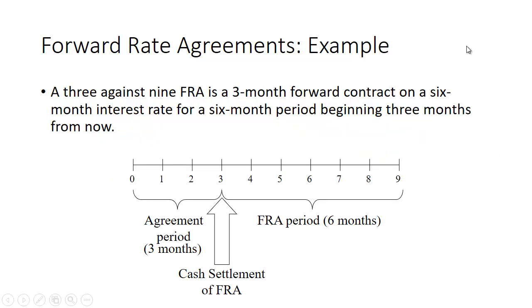All right, so let's take a look at what this stuff means. A 3-against-9 forward rate agreement is a 3-month forward contract on a 6-month interest rate for a 6-month period beginning 3 months from now. So if you look at this timeline here, we make the agreement here, but the cash isn't settled until month 3, and this is for this 6-month period interest rate.